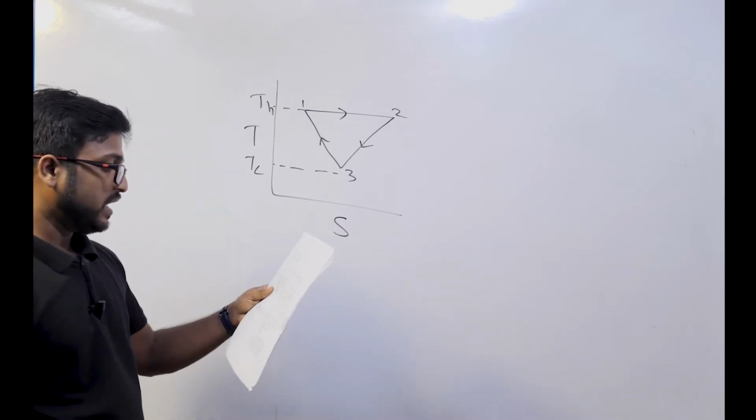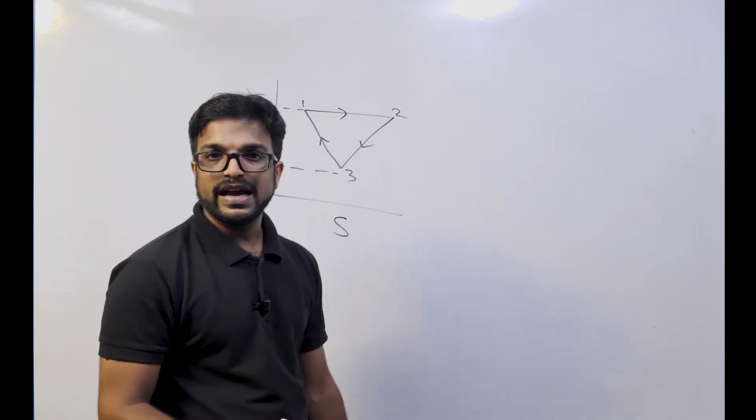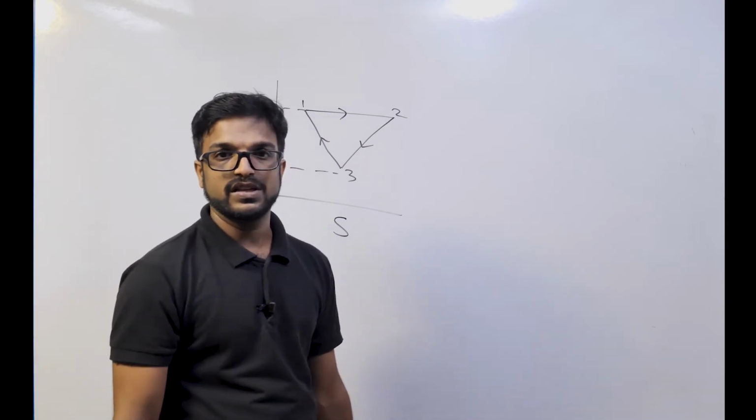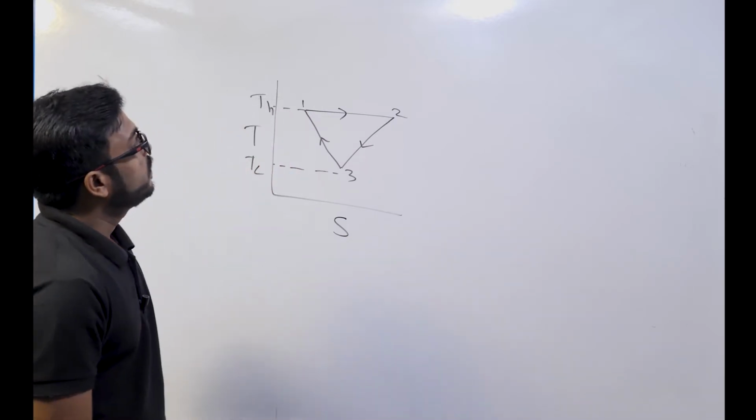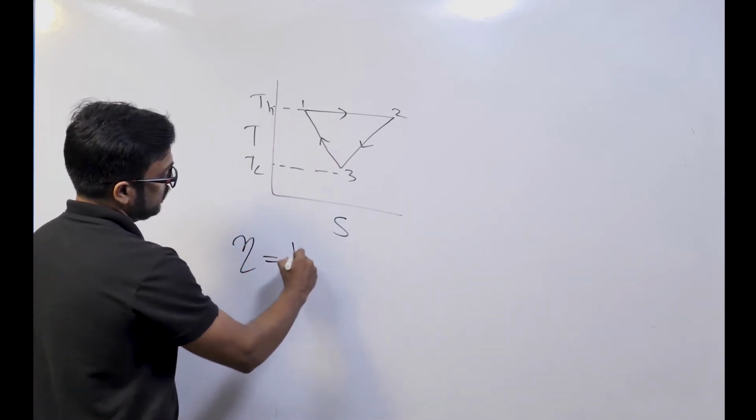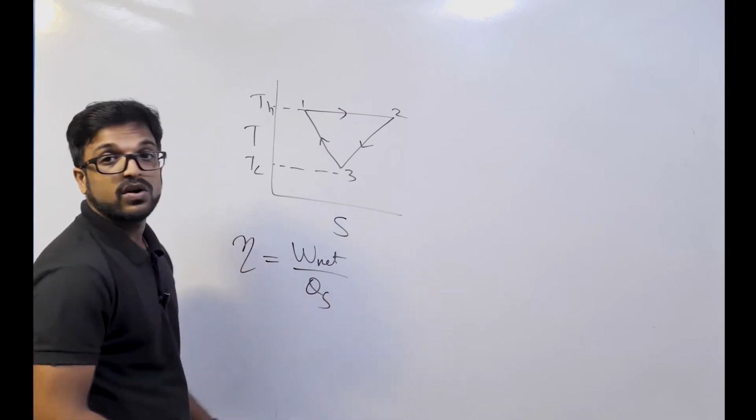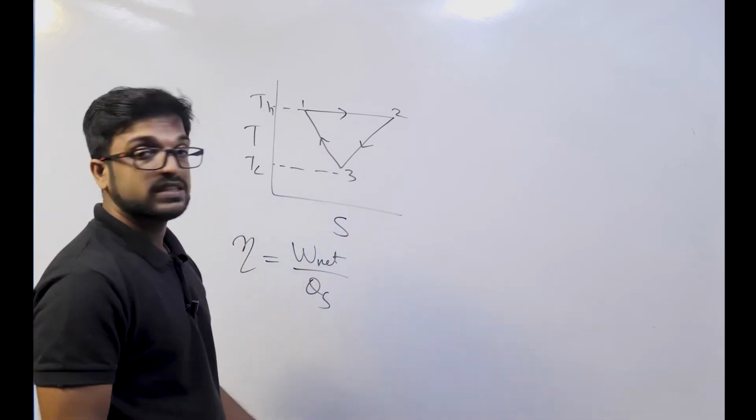Now we have to find the efficiency of this cycle. If you feel that you can find it, pause the video and try to do it by yourself. We know what efficiency is. Efficiency is nothing but net work divided by heat supplied. They have not said anything about net work or heat supply.